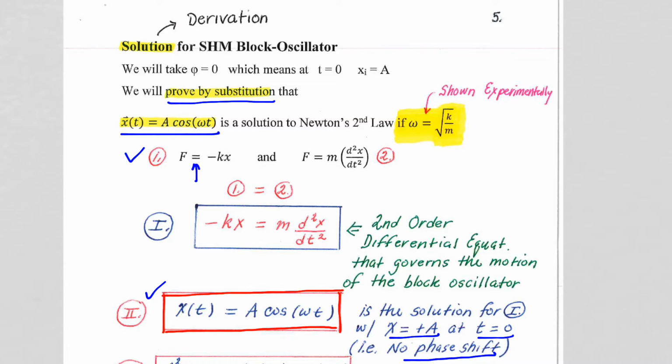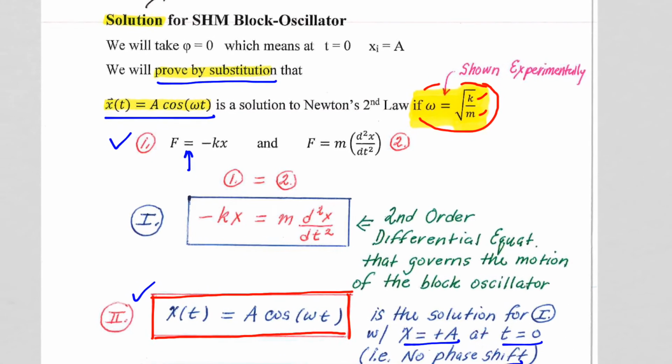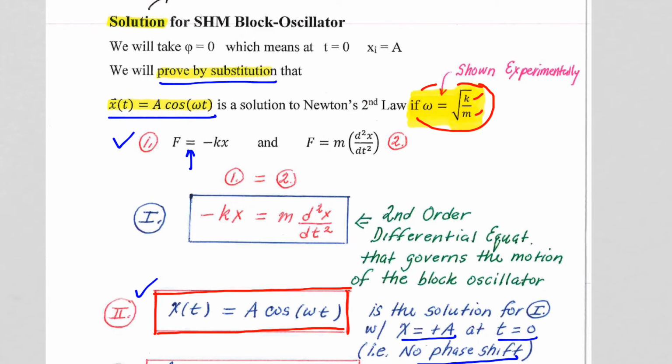And along the way, we are going to show that this equation, x equals A cosine omega t, also has to correspond to omega equals the square root of k on m, the spring constant k and mass m. We'll talk more about that as we go along as well. So we'll get to that. But back to our differential equation of motion that governs the motion of the block oscillator.